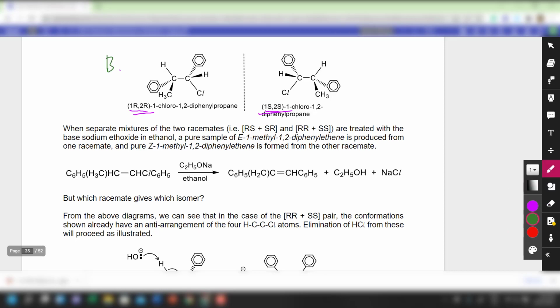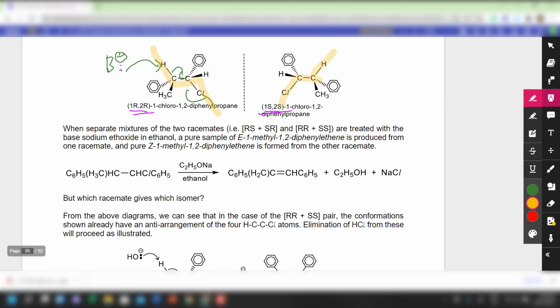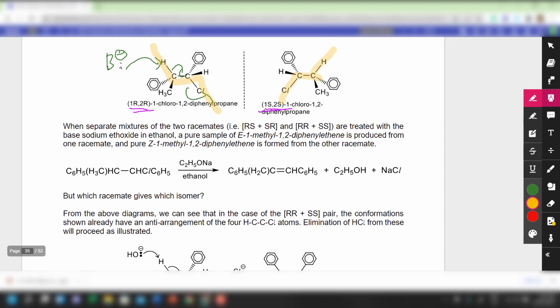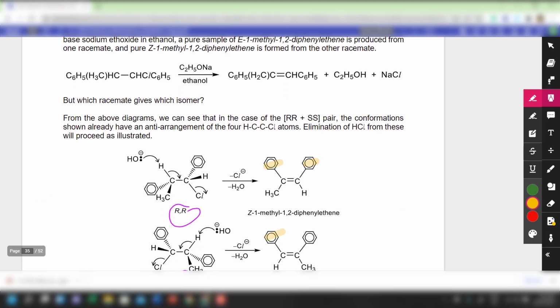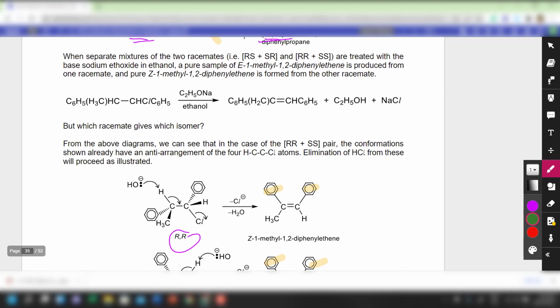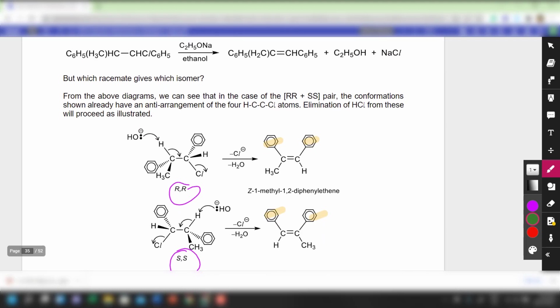Okay, so when we have the base abstract the proton, this is already in an anti-periplanar geometry. You realize that whatever the case is, the two phenyl groups will be on the same side. Sorry, not on the same plane, they'll be on the same side. So that is why for RR and SS, they will only give rise to the Z isomer.